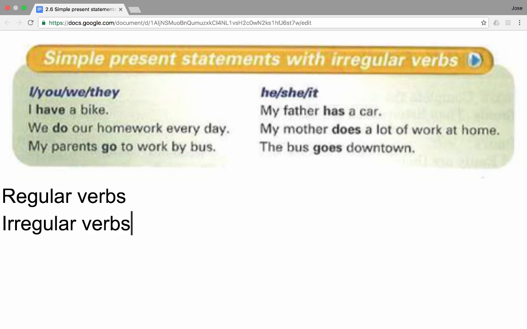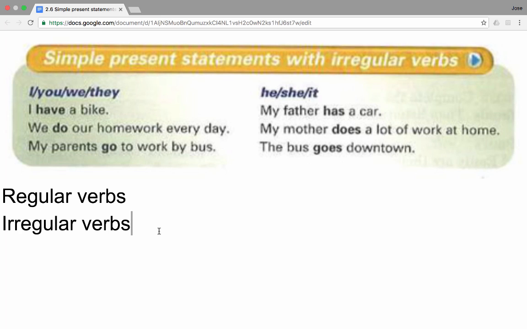Regular verbs form the majority of the verbs in English, and irregular verbs are a small portion of all the verbs that exist in the English language. We need to learn both in order to achieve English fluency. In this case, we will talk about three irregular verbs that are used all the time to express ourselves: have, do, and go. Let's analyze the chart on the screen.